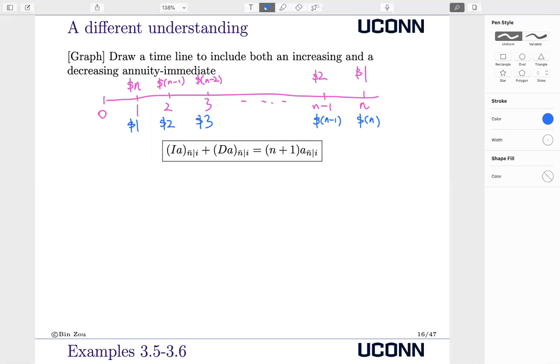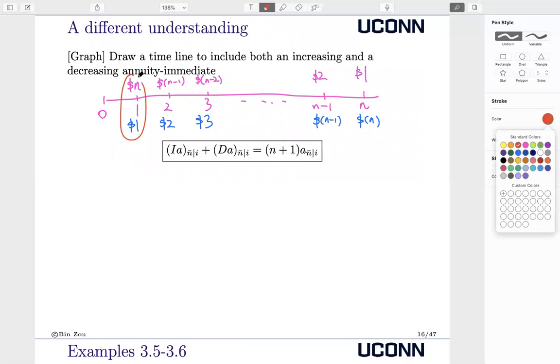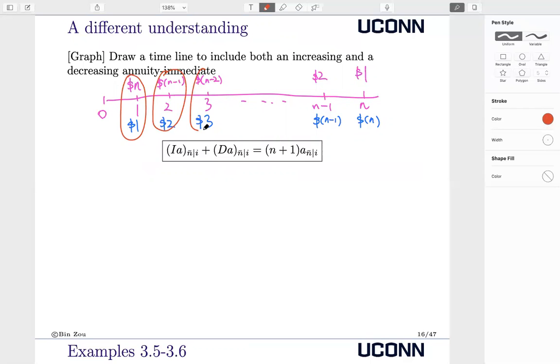At the bottom, in blue color, is the sequence of cash flows of the increasing annuity immediate we introduced in section 1. Now, let me get another color and include them together. Both payments are at the same time, so I can directly add them together. I get n plus $1 at time 1, n plus $1 at time 2, n plus $1 at time 3, and so on.